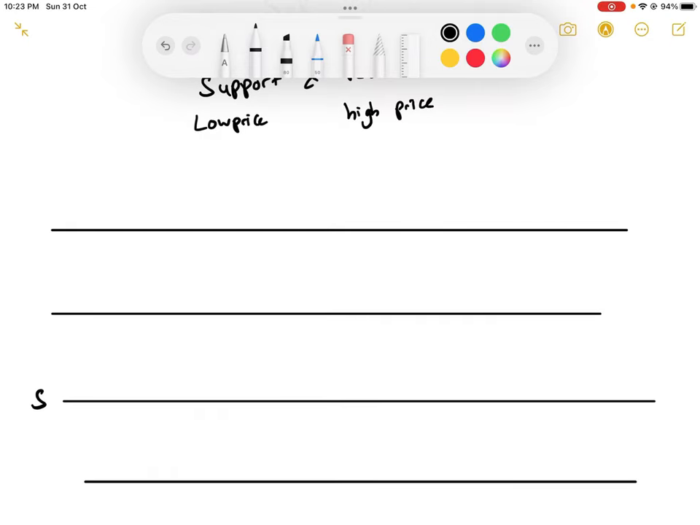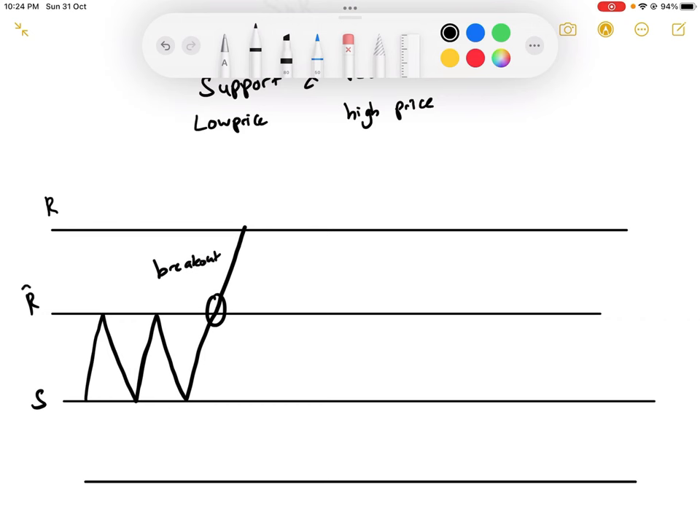We have support and resistance, and the price will move in SNR until there's a breakout. So when there's a breakout, the price will find the next resistance, and the previous resistance will become support. The same thing repeats till there's a breakout. So the support becomes resistance, and resistance becomes support.